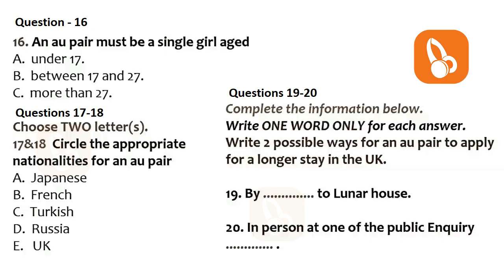She must take her passport and 2 passport-size photographs to a police station. She will have to pay a fee, about £25. If an au pair wishes to stay longer than the time stamped in her passport, she may apply either by post to Luna House, Croydon, or in person at one of the public inquiry offices. If she applies by post, it is a good idea to send any valuable documents by recorded delivery post.